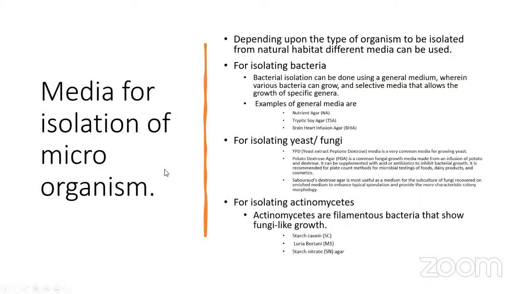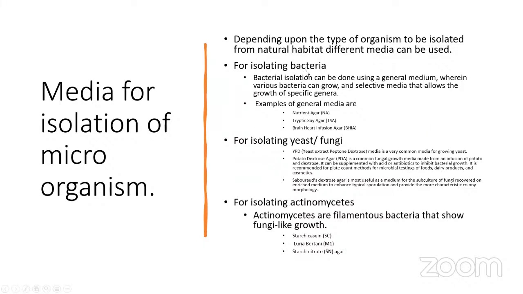So when we are looking at media for isolating microorganisms, we have all these weapons in our repertoire, and we selectively pick a medium depending on what we want to isolate from the environment. Isolate means what we want to pick up from the environment. Depending on the type of organisms to be isolated from the natural habitat, different media can be chosen. First and foremost, for isolating bacteria, we use a general medium. Once everything grows on that general medium, we go forward to specific selective media.